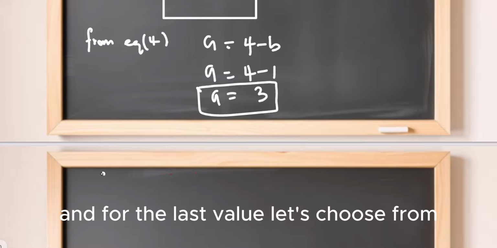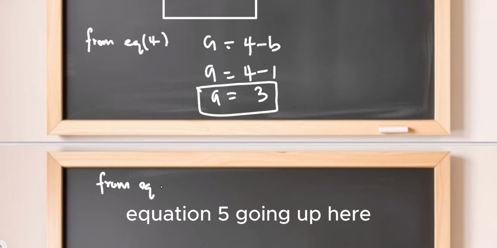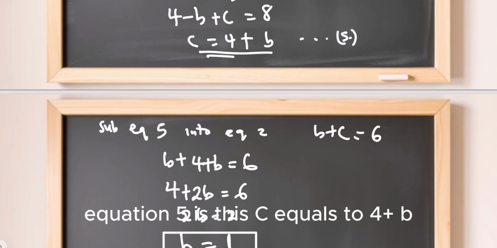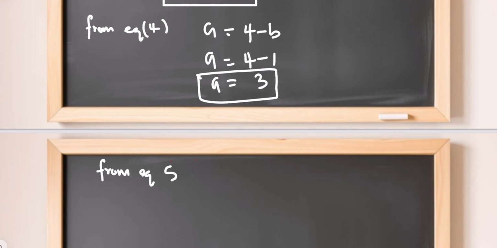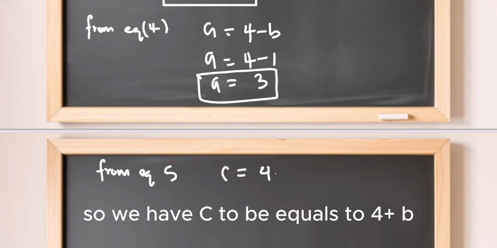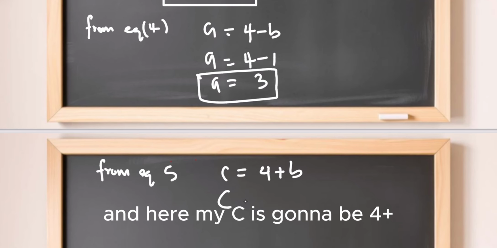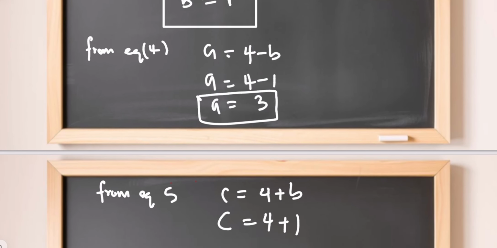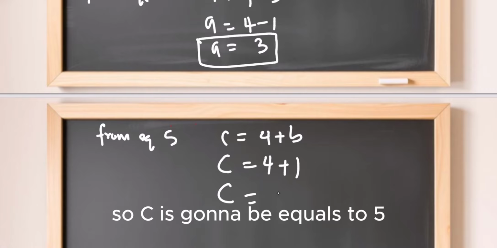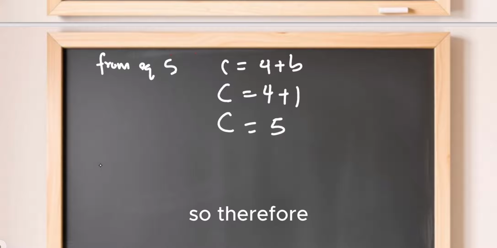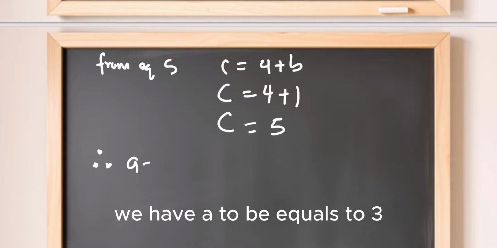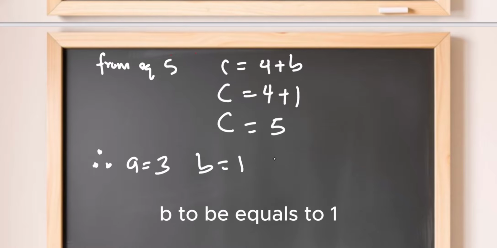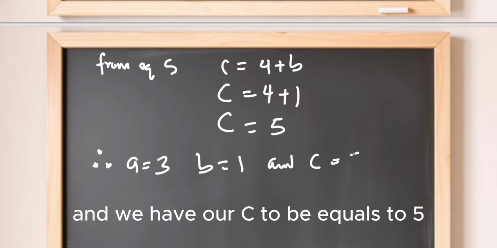And for the last value, let's use equation 5. Going up here, equation 5 is C equals 4 plus B. So we have C equals 4 plus B. And here my C is going to be 4 plus, the value of B is 1. 4 plus 1. So C is going to equal 5. So therefore, we have A equals 3, B equals 1, and C equals 5.